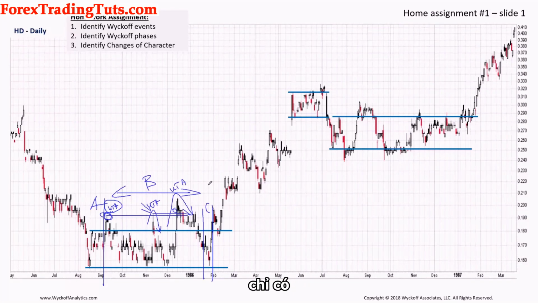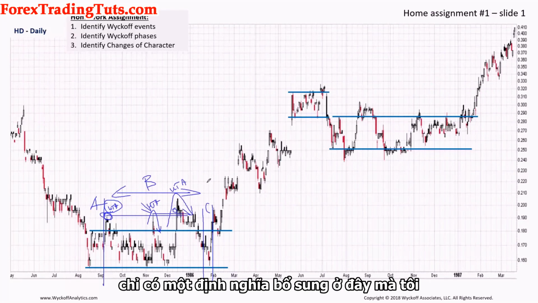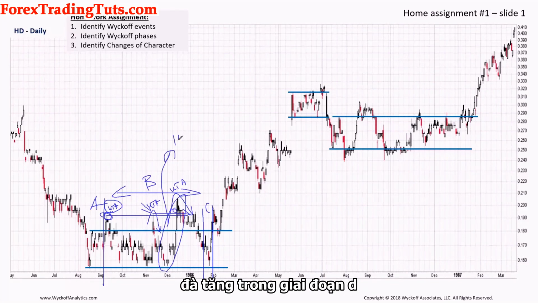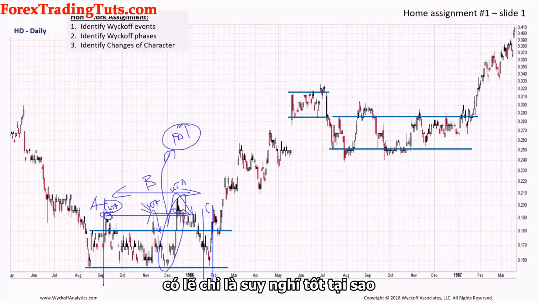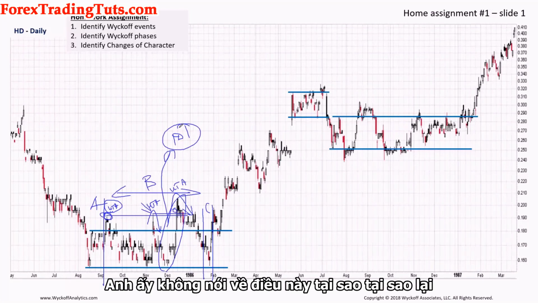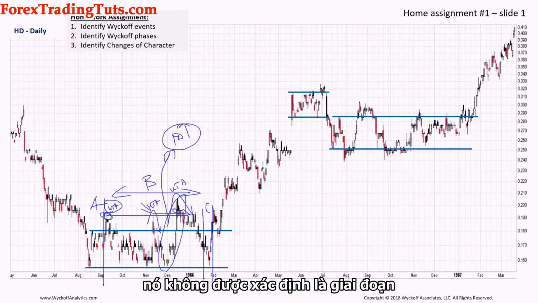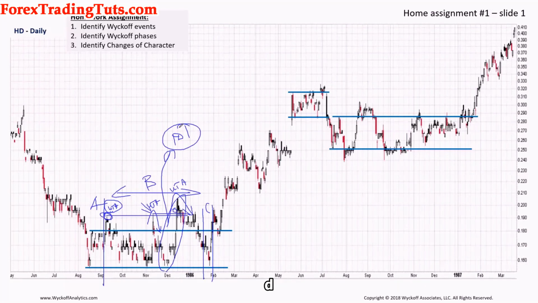There is only one extra definition here that I want you to know. This rally right here looks like a rally in phase D. And some of you who are more advanced are probably thinking, okay, well, why is he not talking about this? Why is this not a sign of strength rally? Why is it not identified as phase D?